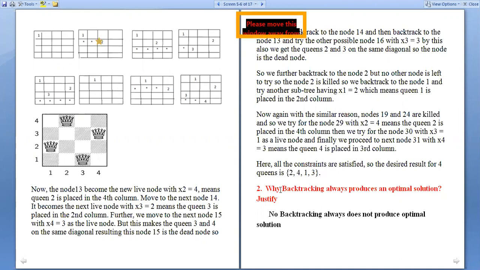Okay, next question. Why does backtracking always produce an optimal solution? Justify. This is the question asked in the previous J&K question paper as a 2 marks question. Actually, backtracking does not always produce an optimal solution. So there is no justification for this.